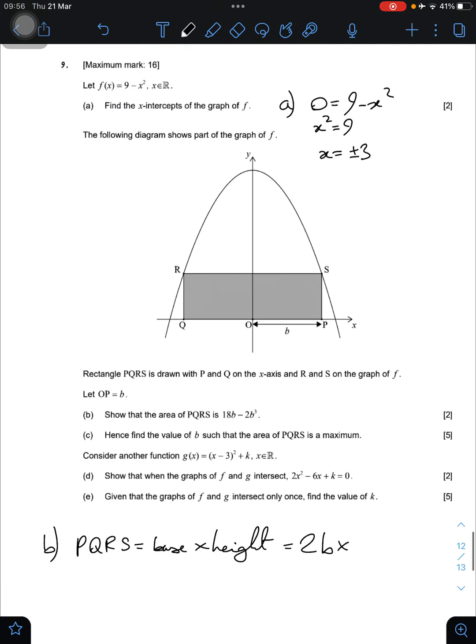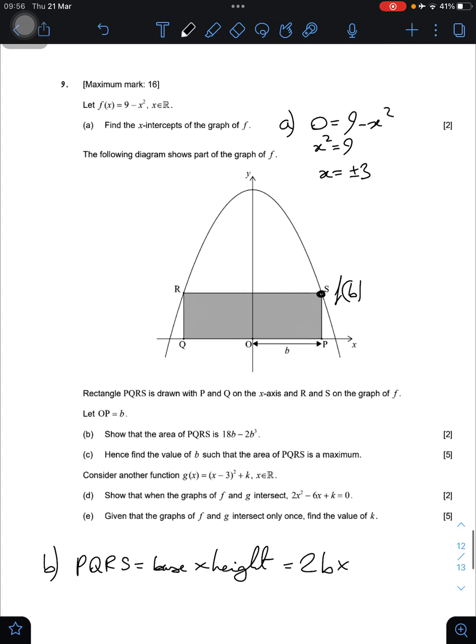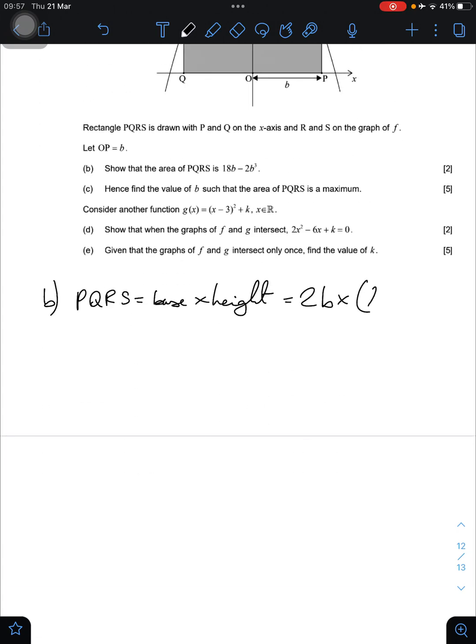The difficult part here is what's my height going to be? And so if I'm going to do it in terms of b, I know that this here lies on the graph of f of x. And so in fact that value there is just f of b. Well, what's f of b? Well, f of b is just going to be 9 minus b squared. And so therefore PQRS is going to give you 18b minus 2b cubed.